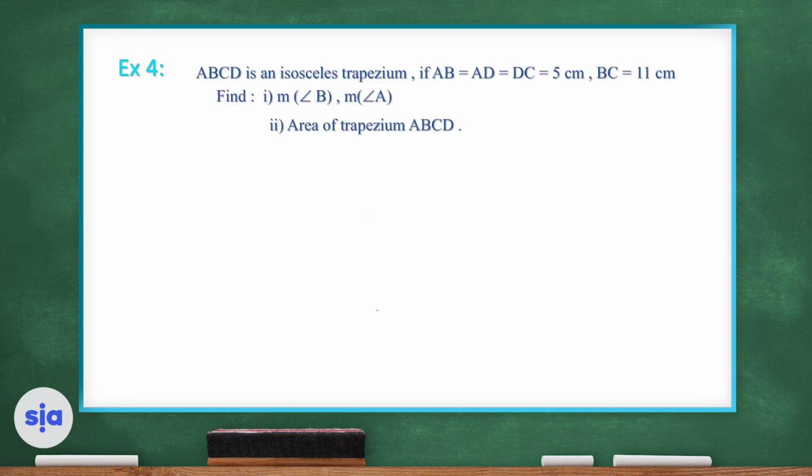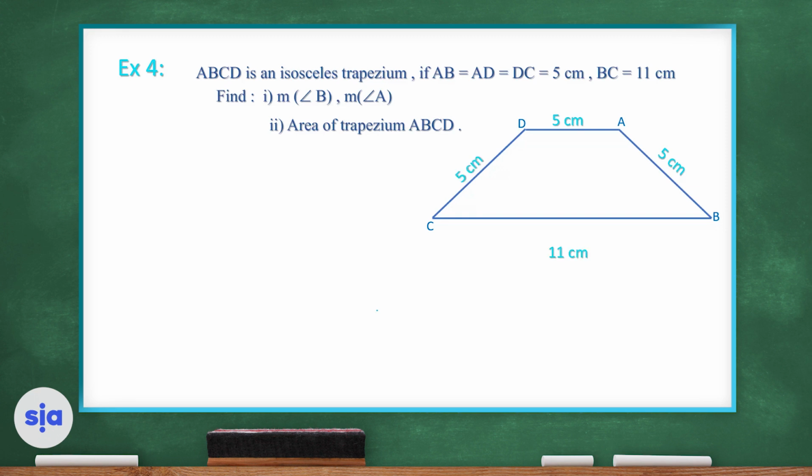Question 4, it says ABCD is an isosceles trapezium. If AB is equal to AD is equal to DC is equal to 5 centimeters, where BC is equal to 11 centimeters, the question first wants you to find the measure of angles B and A, and then the question wants you to find the area of the trapezium. Let's now draw the trapezium and put the givens that AB is 5, AD is 5, and DC is 5, and BC is 11.